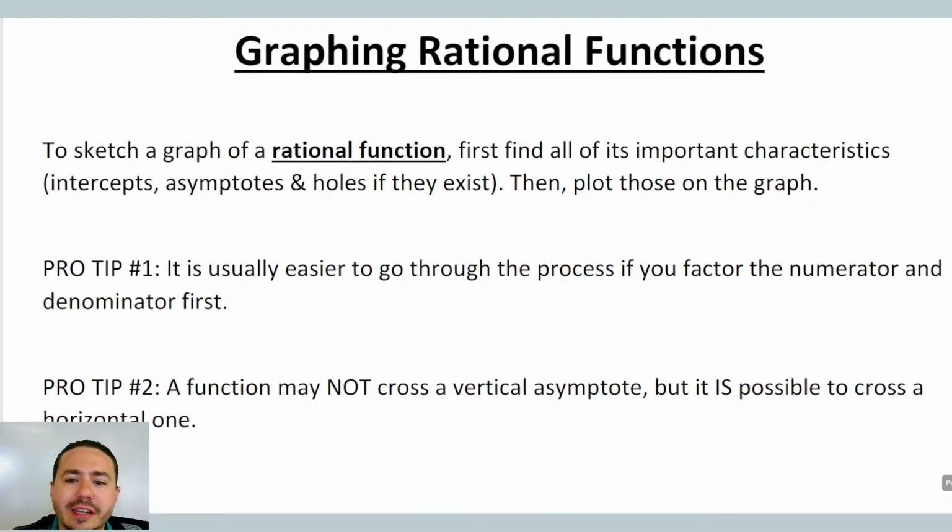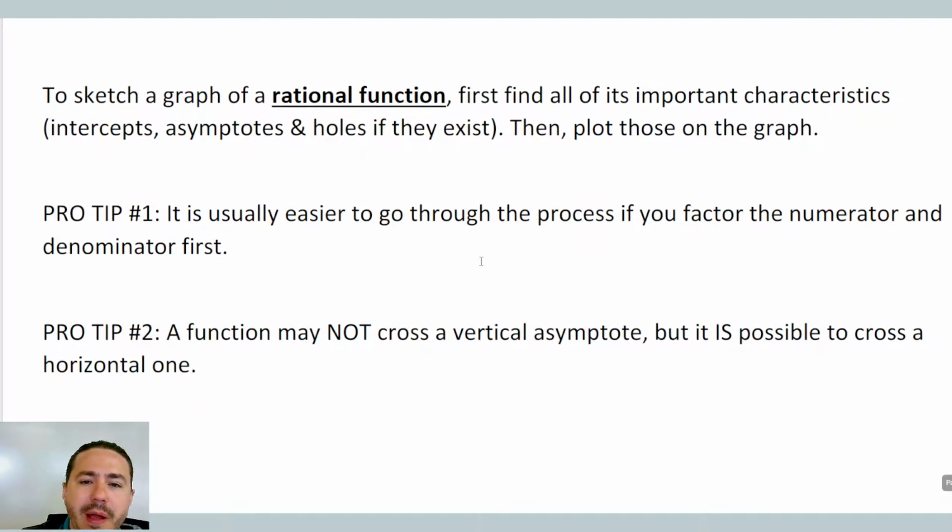There's a couple of little tips that I want to give you right up front before we start diving into the examples. The first one, and might be the most important one just to make the whole process go a little easier, is that you want to try to factor both the numerator and the denominator as much as possible. It'll help you to find the vertical asymptotes and the x-intercepts, and if you do that up front, then you don't have to worry about solving it as you're going through the process of graphing.